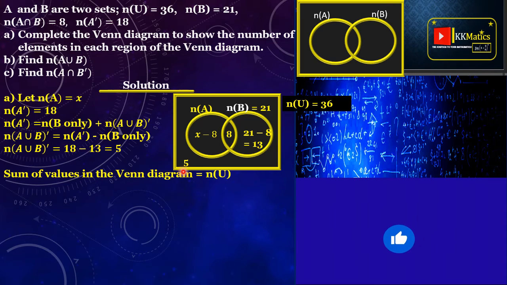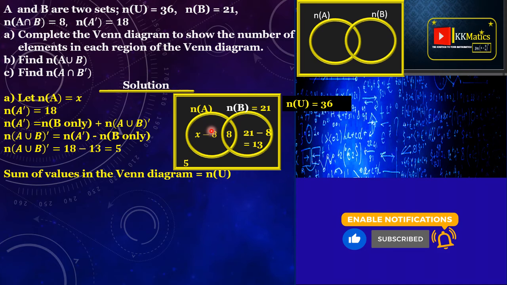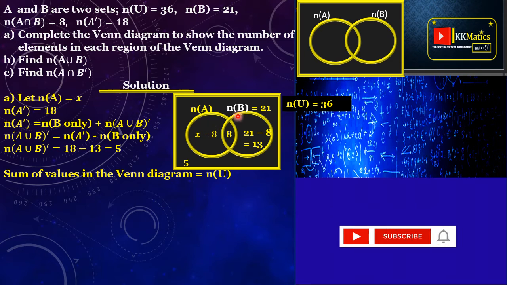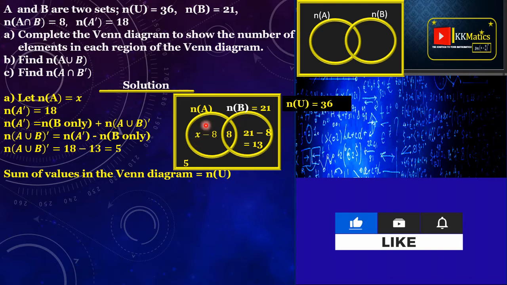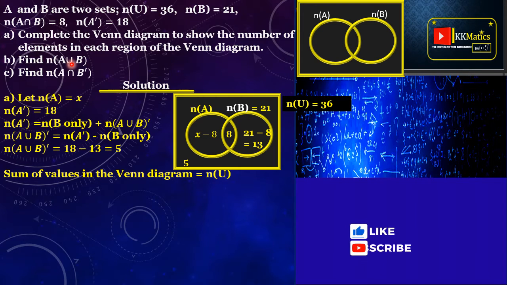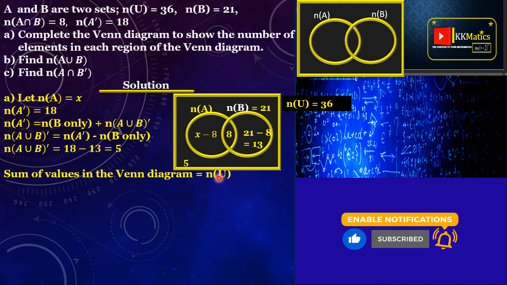Now, it's important for us to find the x. This question is an indirect question. There's a need for us to find all the values in the regions first before we move ahead to find the number of elements in A union B. So we know that the sum of all the values in the Venn diagram equals the number of elements in the universal set.